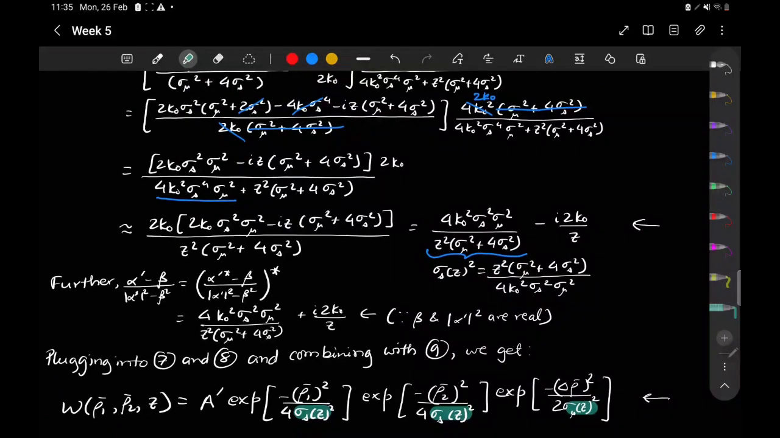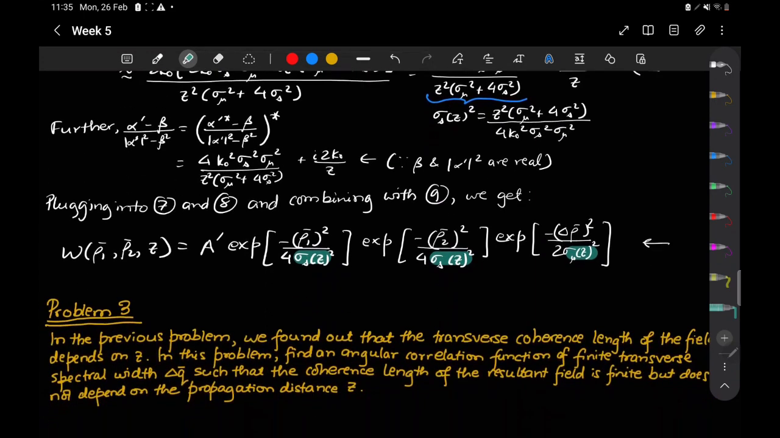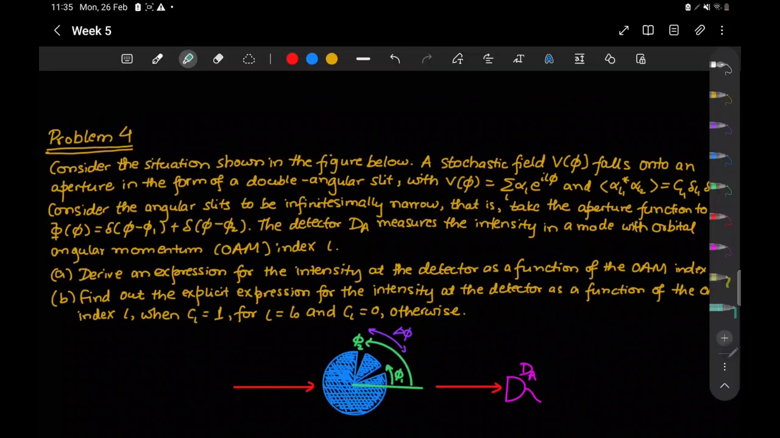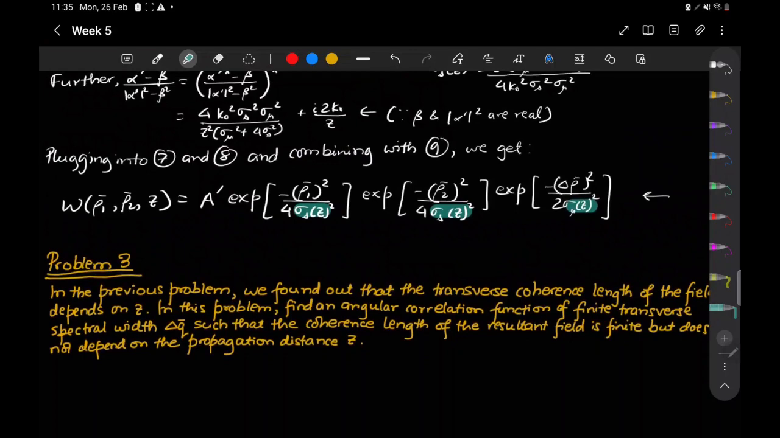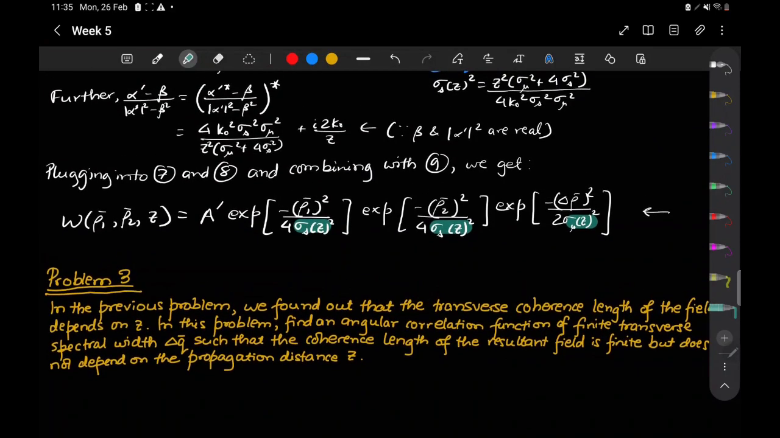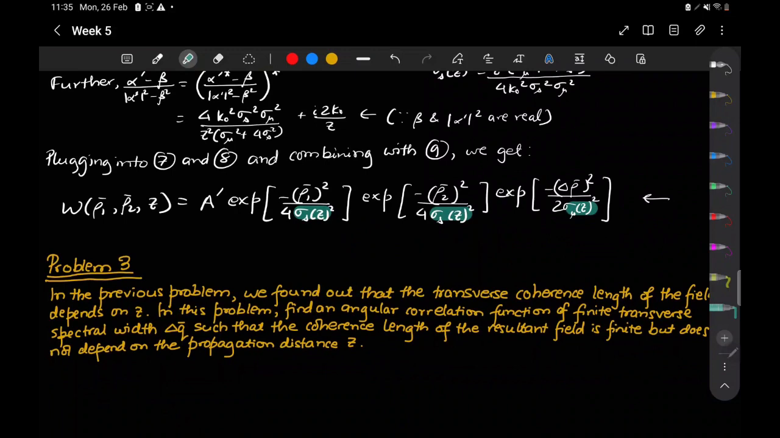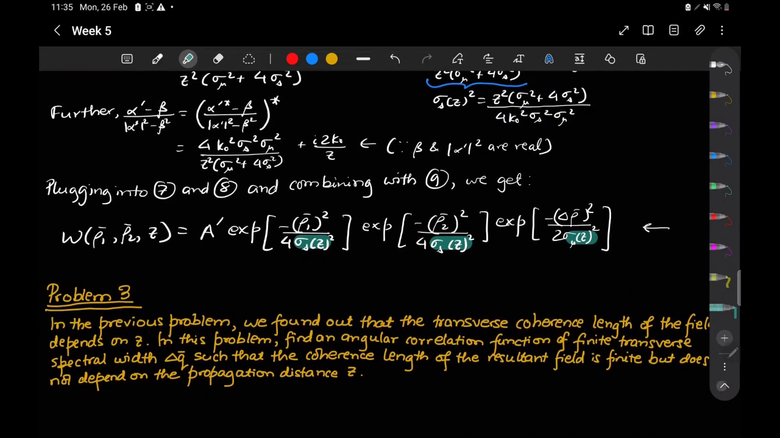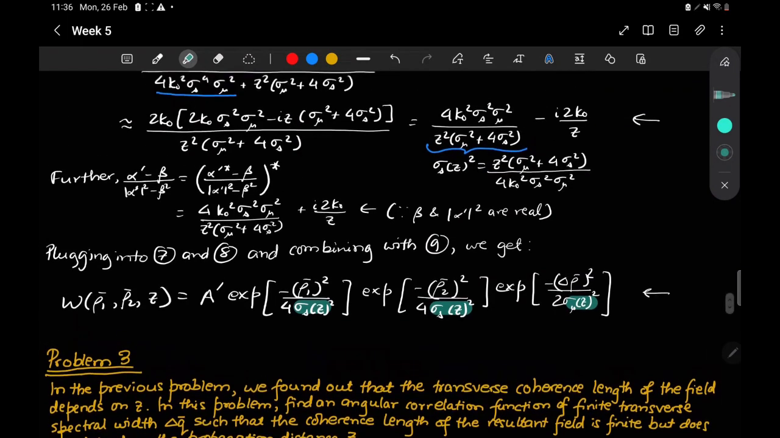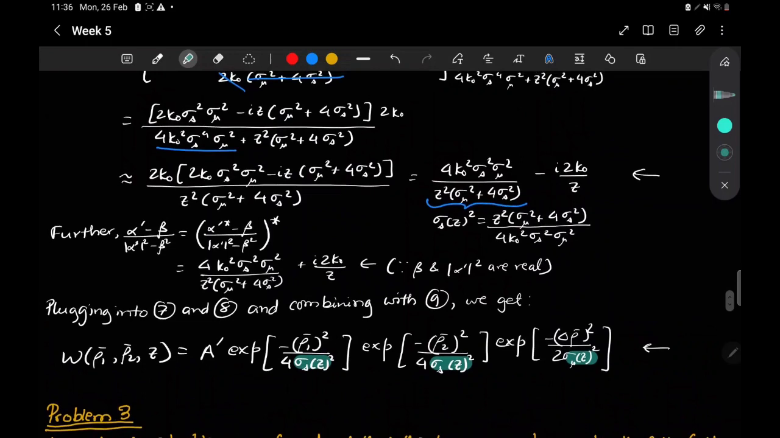Okay, so that is all for today. We have already overshot the time. So we will meet next week, and then we will discuss some more problems on angular interference, and a question based on this particular problem for a coherence length which is not dependent on z. We will do these questions next week.